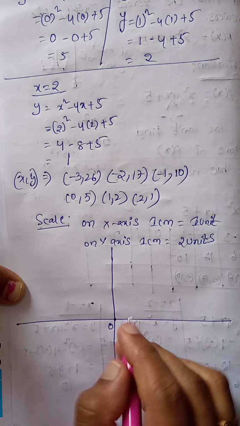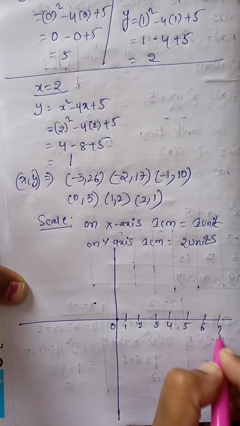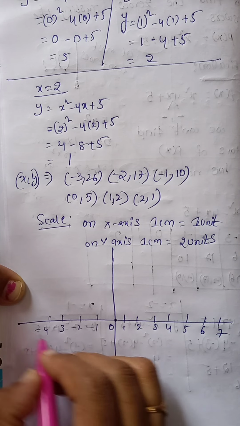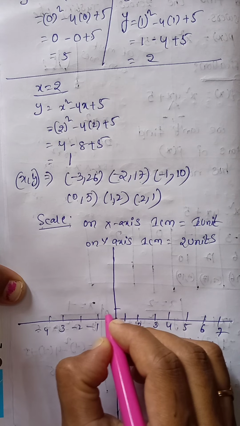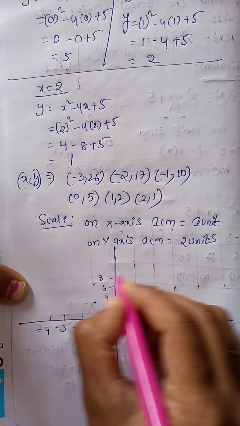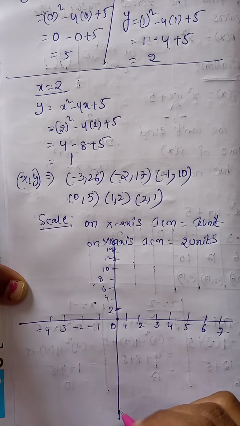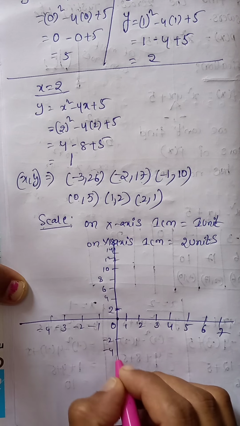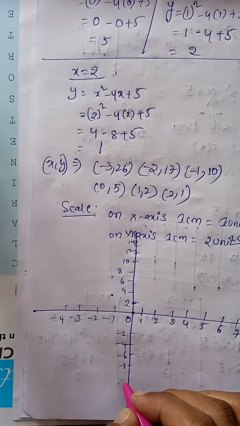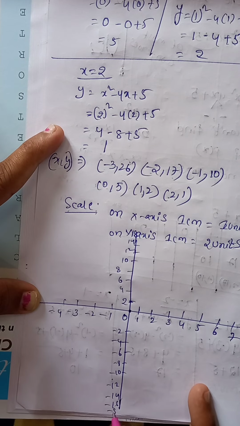So the middle is 0. On the right side we have all positive values 1, 2, 3, 4, 5, 6, 7. On the left side we have all negative values minus 1, minus 2, minus 3, minus 4. And on the y axis, on the upper side, we have all positive values, considered as 2 units. So 0, 2, 4, 6, 8, 10, 12, 14, 18. Okay. Now this side we have all negative values: minus 2, minus 4, minus 6, minus 8, minus 10, minus 12, minus 14, minus 16, minus 18.